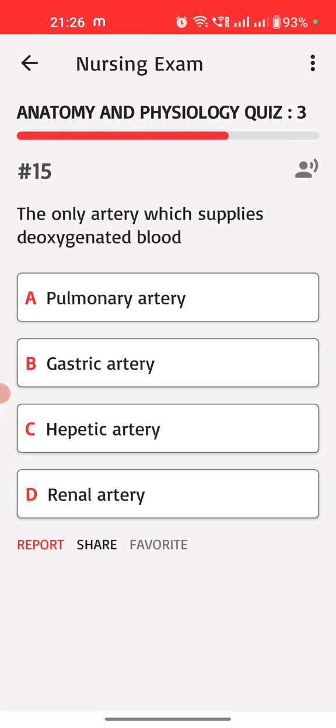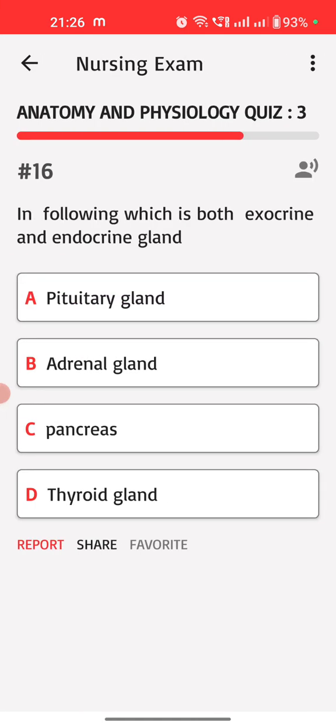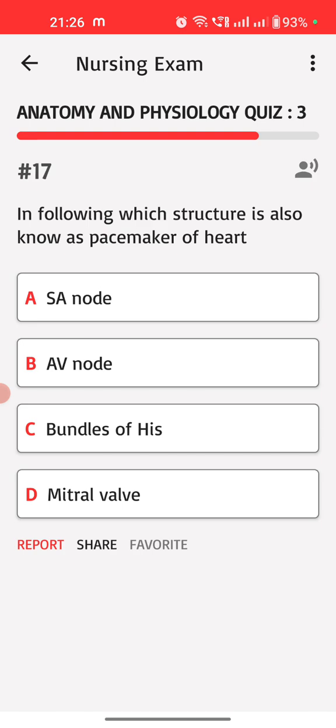The only artery which supplies deoxygenated blood. A. Pulmonary artery. B. Correct answer. In following which is both exocrine and endocrine gland? A. Pituitary gland. Correct answer. In following which structure is also known as pacemaker of heart? A. SA node. B. AV node. C. Bundle. Correct answer.